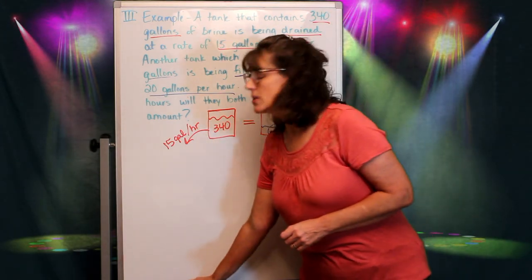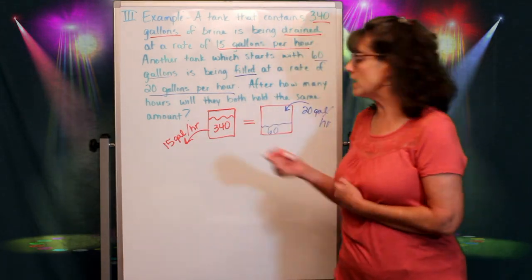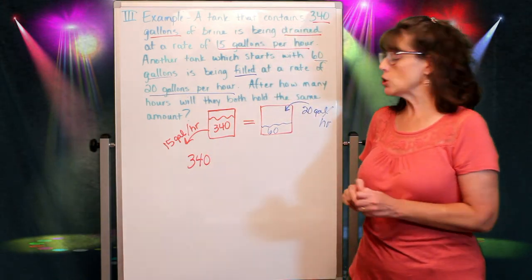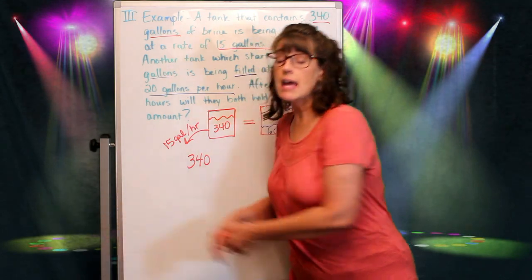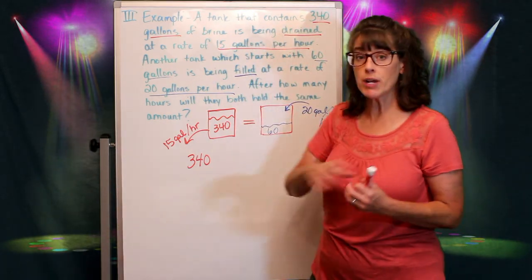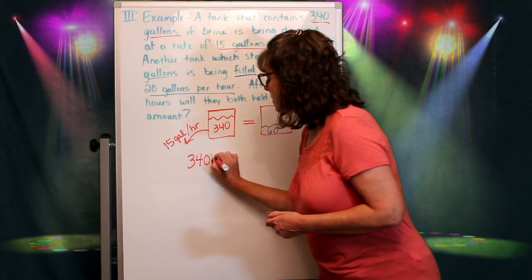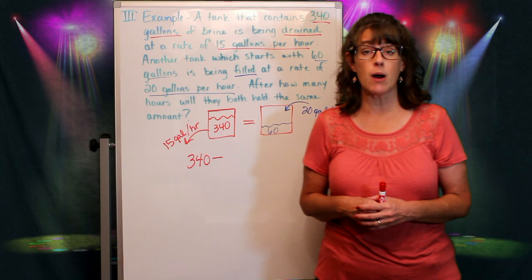So let's think about what's happening here. In this first tank, it starts with 340 gallons. And remember, we want the amounts to be the same. So this 340 gallons, I'm taking out brine. And how do I indicate that I'm starting with 340 and I'm removing brine? Yes, that is subtraction. So I'm taking it out, but notice the way I'm taking it out is a rate of 15 gallons per hour.